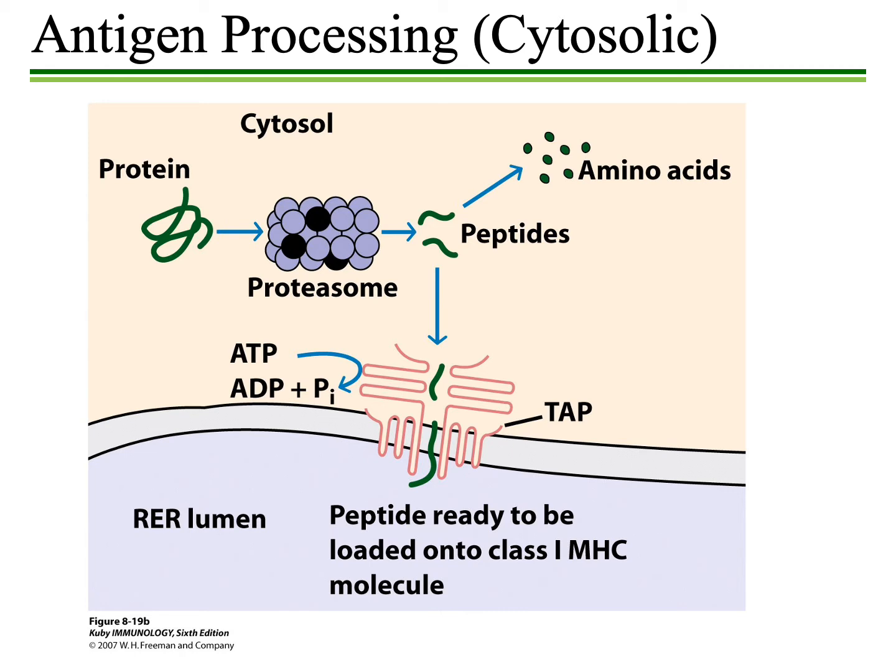The next step is to transport that MHC with the antigen peptide bound to the Golgi. The Golgi then targets that complex to the surface of the cell and hence allows for the presentation of that particular antigen.